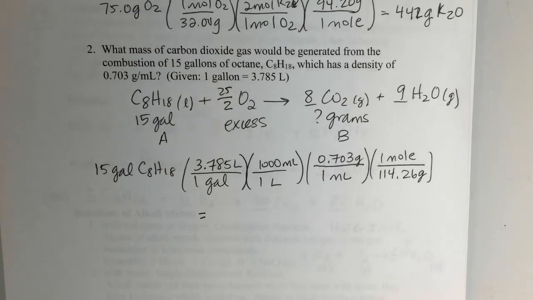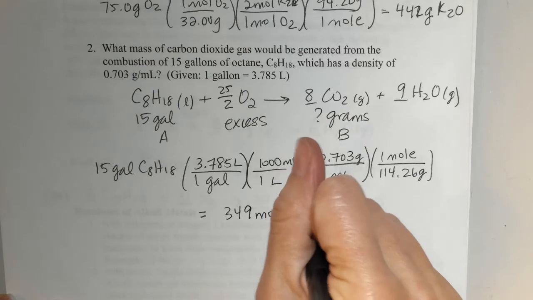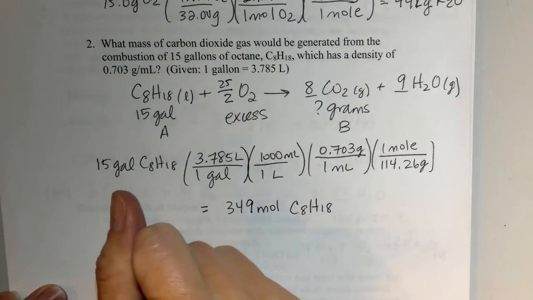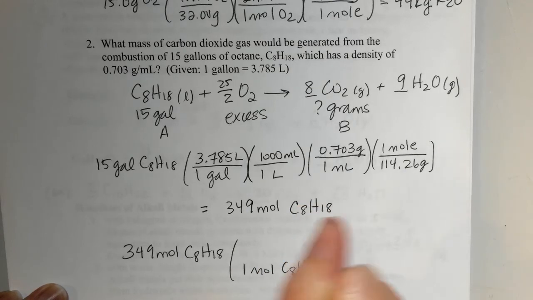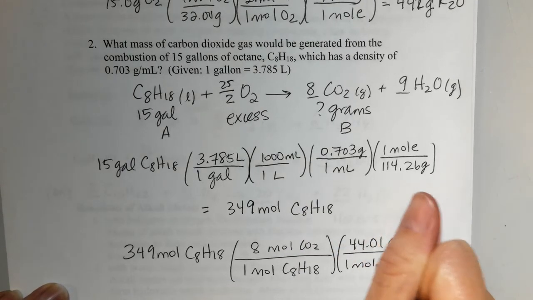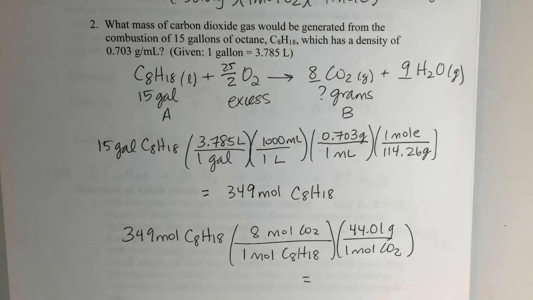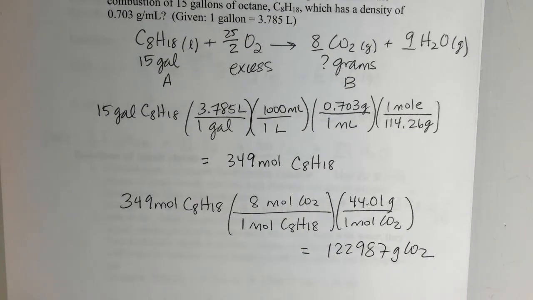Let me just get this answer first because I'm running out of space. I'll take my 15 gallons times 3.785 to get liters, times 1,000 to get milliliters, times 0.703 to get grams, then divided by 114.26 to get moles. So I have 349 moles of C8H18. I'm going to worry about sig figs later. Now to finish this out, mole ratio: for every 1 mole of C8H18, I make 8 moles of CO2, and then to get to grams, 44.01 grams is the molar mass of the carbon dioxide. So it's going to be a big number. I get 122,987 grams of CO2.